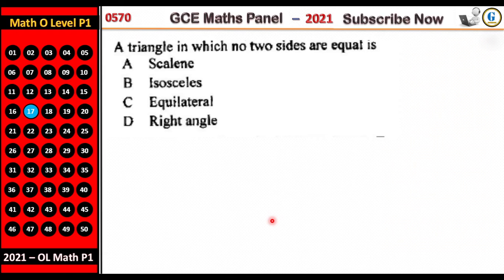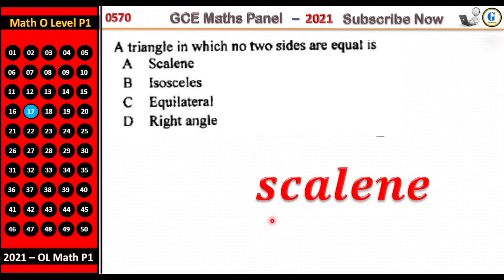Question 17. A triangle in which no two sides are equal is... When no two sides are equal in a triangle, we say the triangle is scalene. A scalene triangle. No side is equal.